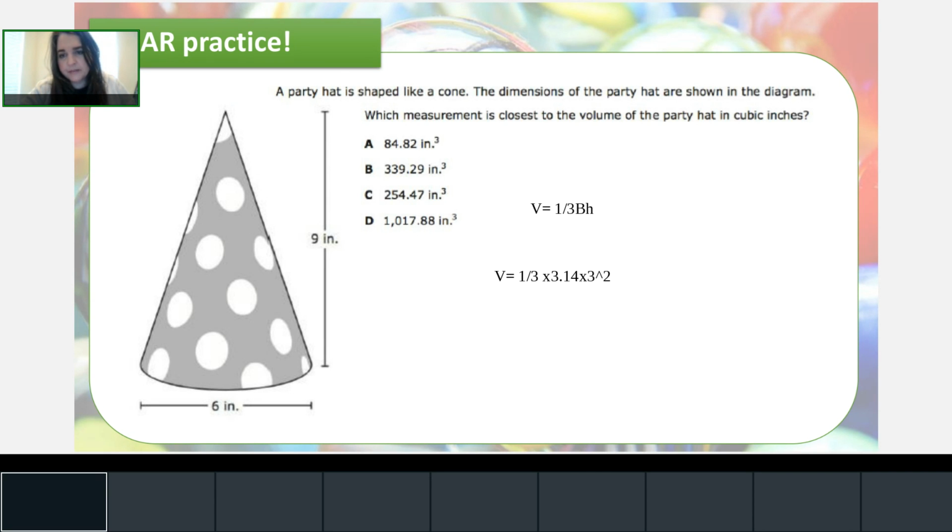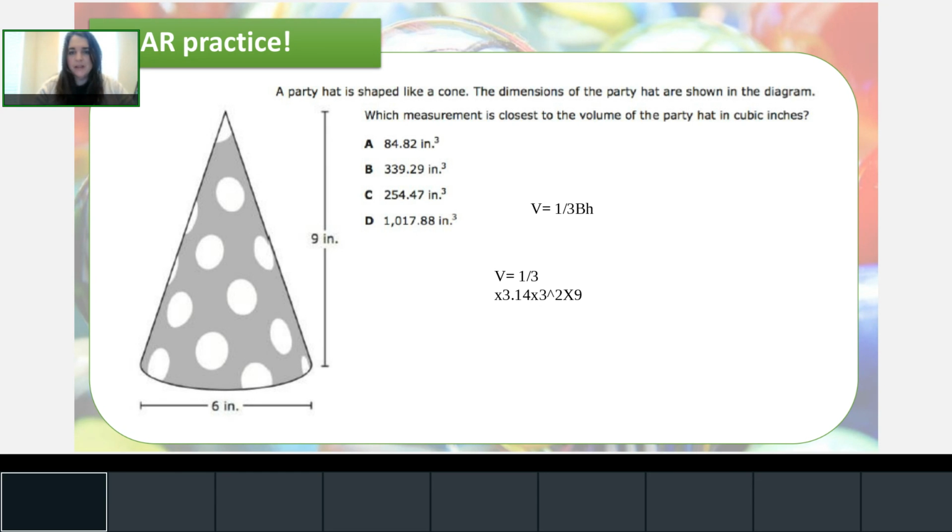But I'm missing one step, guys. What am I missing? What did I not put here? I didn't put the height, right? Okay, so I'm going to add the height in. And the height, we said, is 9. So we're going to add that height. All right, so when we multiply this times 9, we get 84.78. So do we have anything really close to that on here?